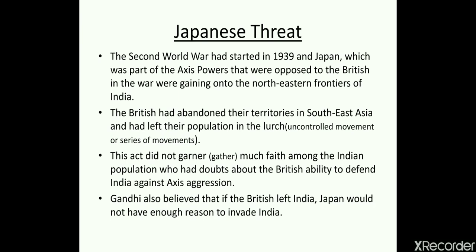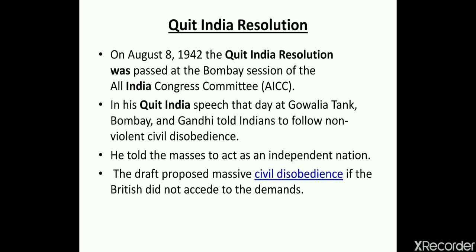Then Gandhi also believed that if the British left India, Japan would not have enough reason to invade India. And this was the reason why India could be saved from the invasion of Japan. So therefore, then and there, Gandhiji started demanding Britishers to quit India. Therefore, he initiated the movement, the Quit India movement.